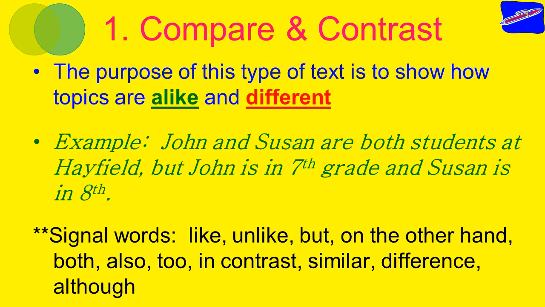Some of the signal transitional words that we might see in something written to compare and contrast are words like unlike, but, on the other hand, both, also, too, in contrast, similar, difference, and although. If we see these signal words, there's a good chance that what we're reading is written to compare and contrast.